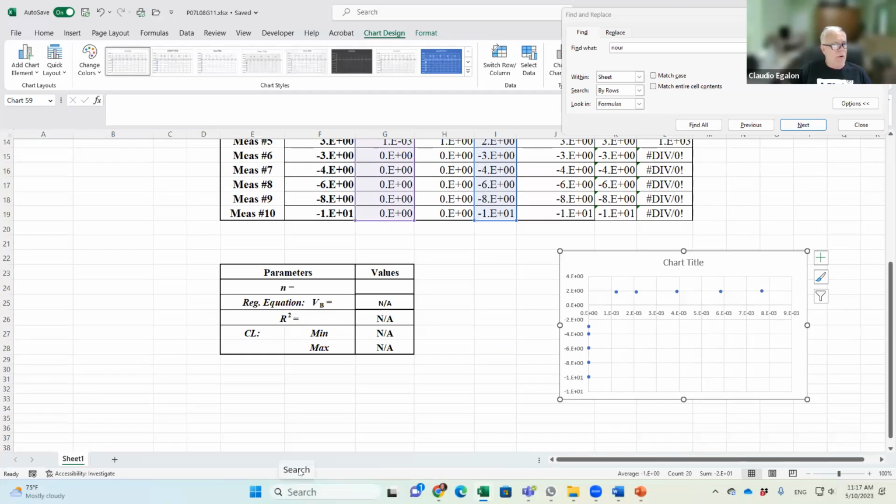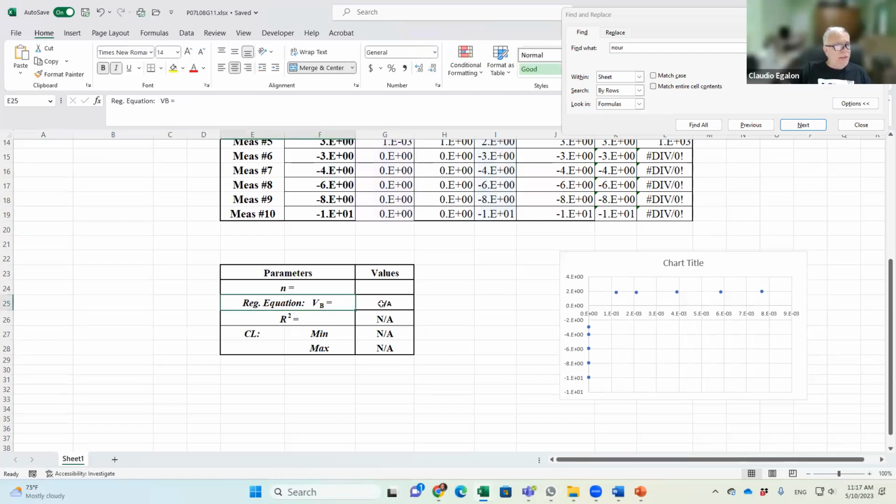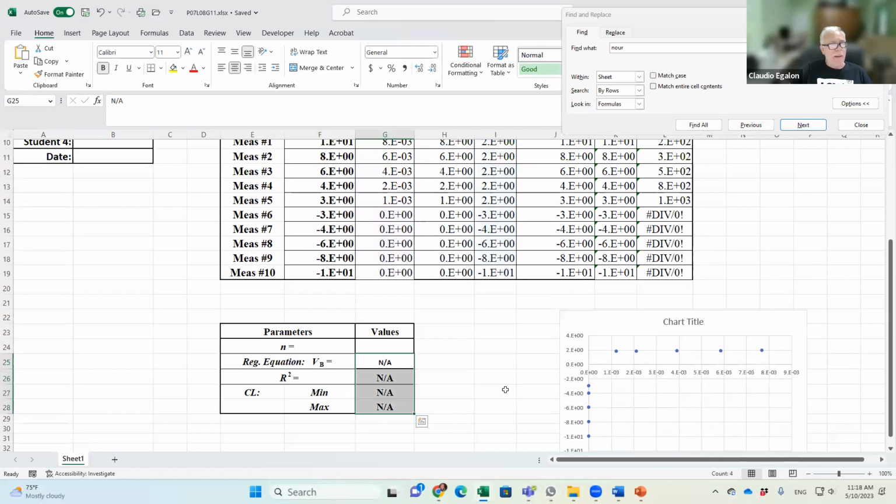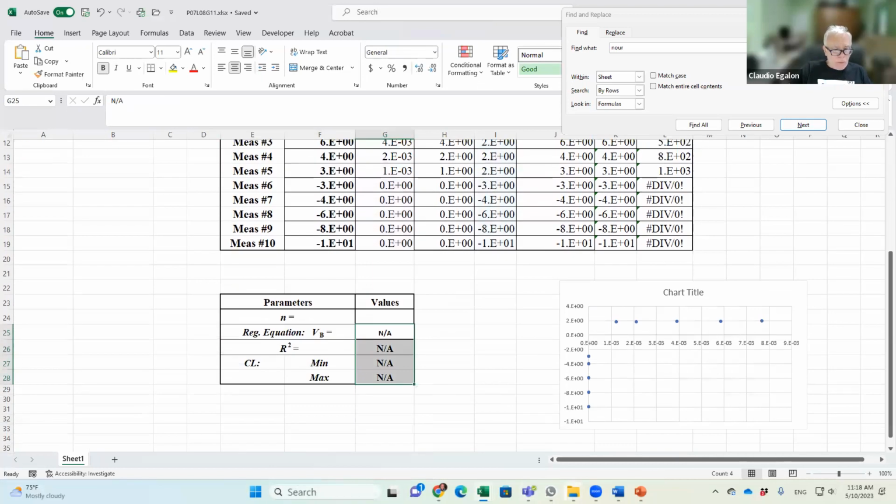And there will be no regression. Yeah, no regression equation here. Okay, there will be no regression equation here whatsoever. And there is no need for CL or R squared. That's all you need to know. That's all you need to do in terms of graphs. Okay, so plot.